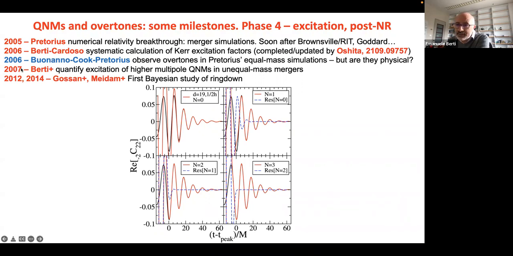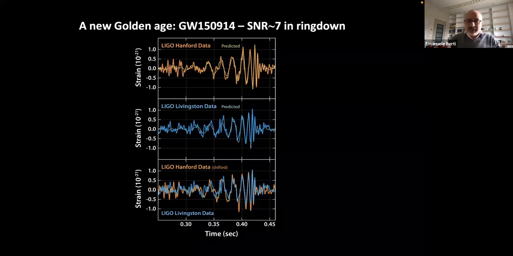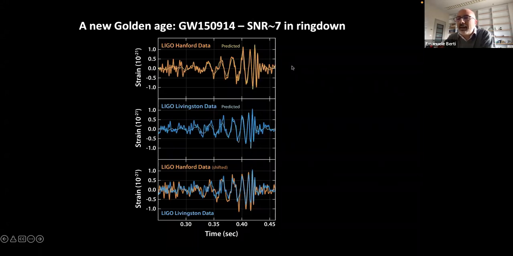And in a similar paper in 2007, we quantified the excitation of the higher multipoles, the ones I was talking about before. And later on, other people improved on the initial studies that we did by using Bayesian methods and so on. Now, of course, the next breakthrough came in 2015 when we had an actual observation. And I remember receiving this paper from PRL and my jaw dropping because the shape of the waveform that you could see in the original GW150914 detection looked pretty much exactly the same as the waveforms that have been computed by Pretorius and others using numerical relativity.